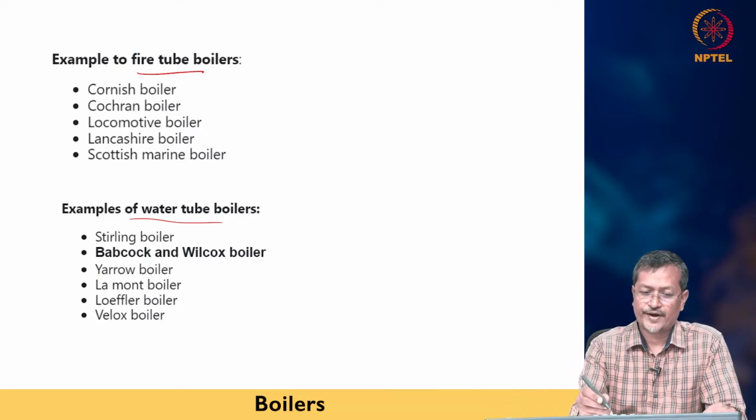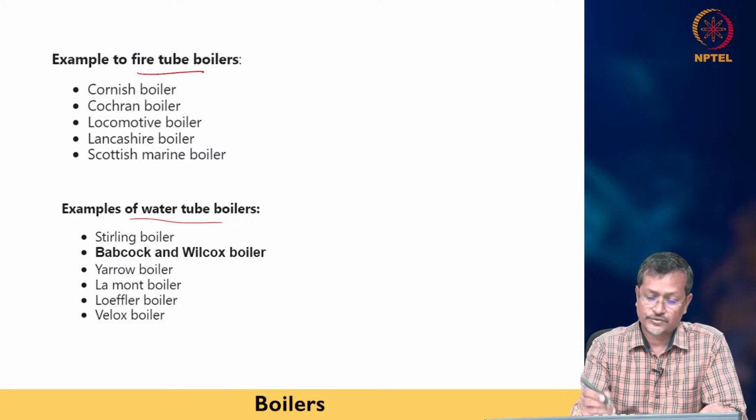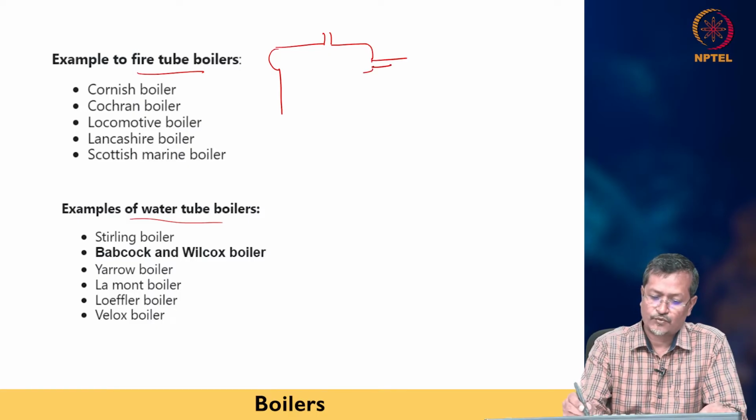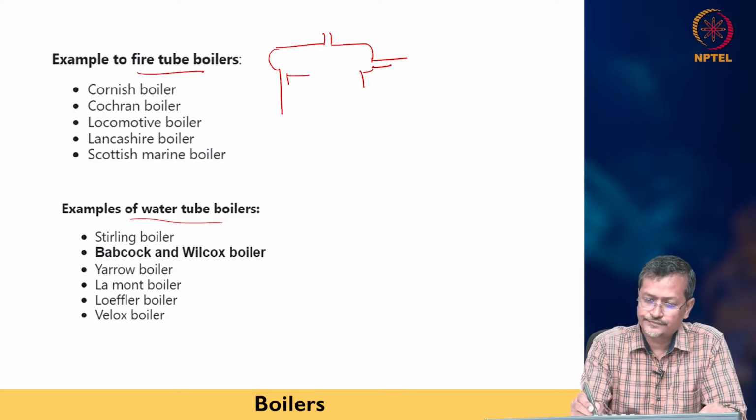So I'll draw one fire tube boiler, water tube boiler first. A water tube boiler is like this. I have one drum, and the drum will have one water inlet. Then flue gas will be going out through this.